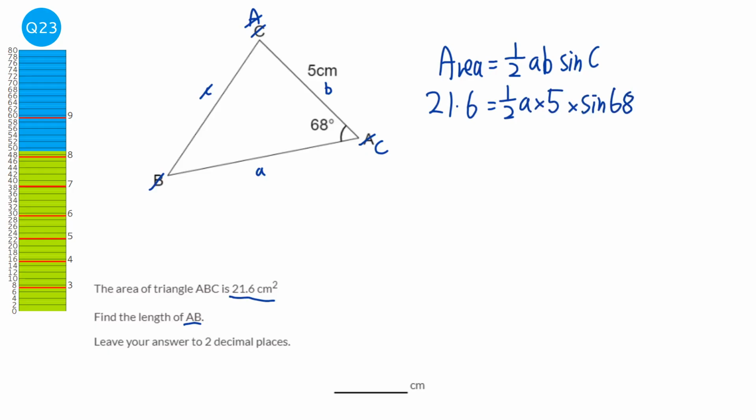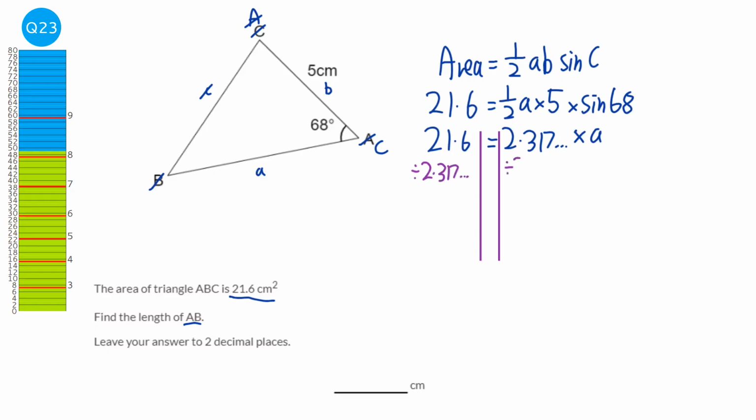And so all we need to do here is rearrange all of this. We're going to start just by working out what half times 5 times sine 68 is, and that's going to be 2.317 and so on, times a. Then we're going to do a bit of solving, because if we divide both sides by that 2.317, that'll give us what a is. So when we do that, we get 9.318 and so on equals a. So rounded to 2 decimal places, that's going to be 9.32.